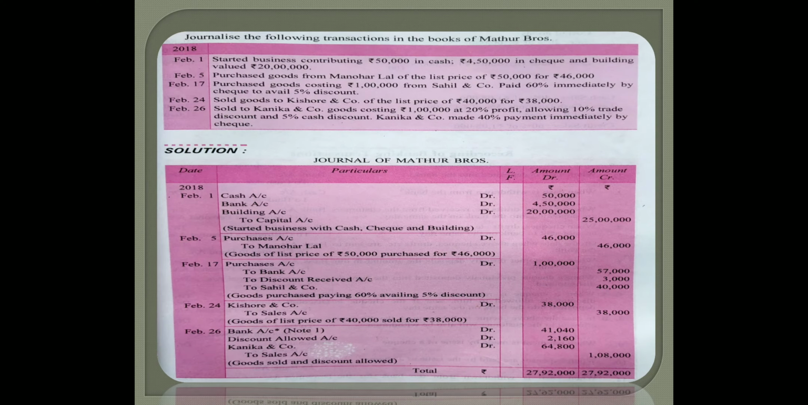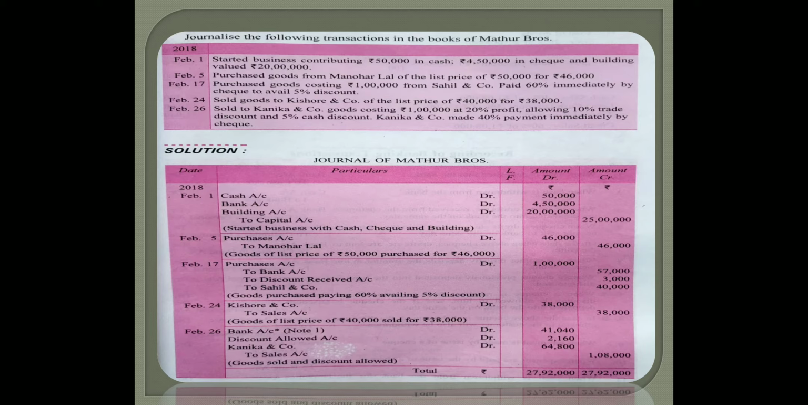Here is a question. Journalize the following transaction in the books of Mathur Brothers. In 2018, February 1, started business contributing 50,000 rupees in cash, 4,50,000 rupees in check and building value 20 lakh rupees. On February 5, purchased goods from Manohar Lal of the list price of rupees 50,000 for 46,000.